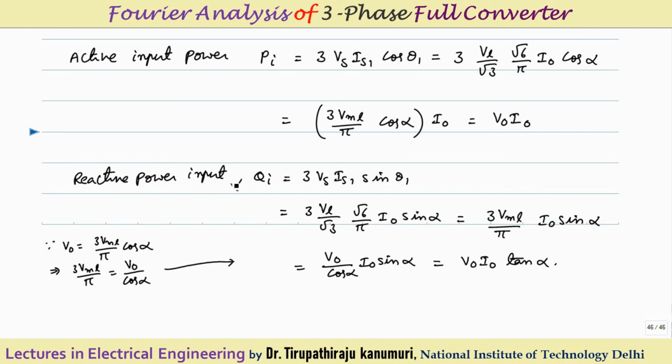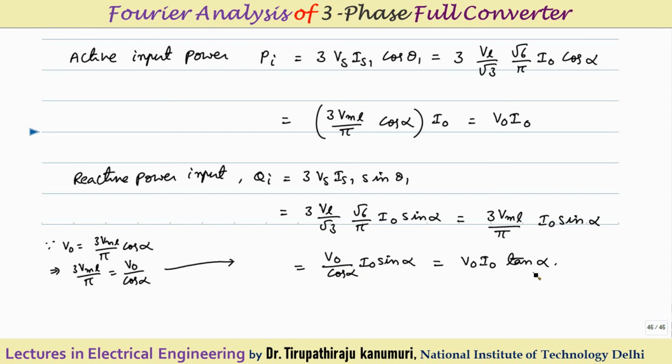So now coming to the reactive power input. Reactive power input will be equal to 3 times, because it is 3 phases, voltage per phase into current per phase, fundamental component, into sine of the angle. When you substitute this, you will get the answer as 3VML by pi into I naught into sine alpha. But we know that average output voltage is 3VML by pi into cos alpha. So from this I can write 3VML by pi as V naught divided by cos alpha. Wherever this 3VML by pi is there, I am representing it with V naught by cos alpha. The remaining term is the same, I naught sine alpha. This will become V naught into I naught into sine alpha by cos alpha, which is equal to tan alpha.